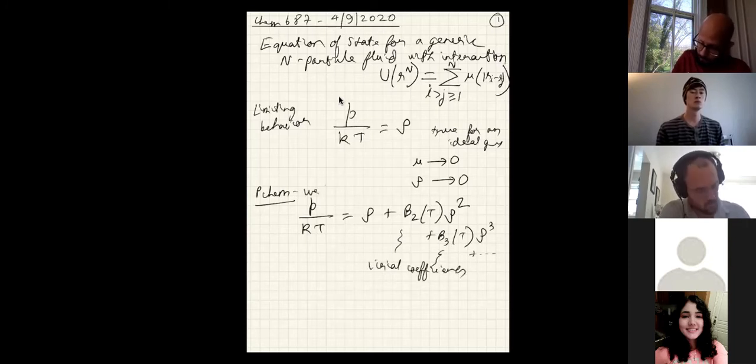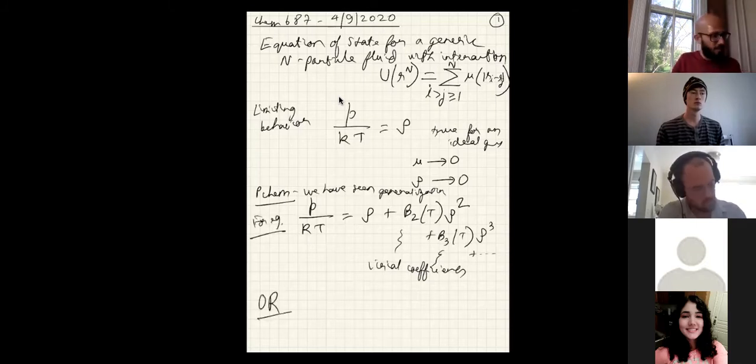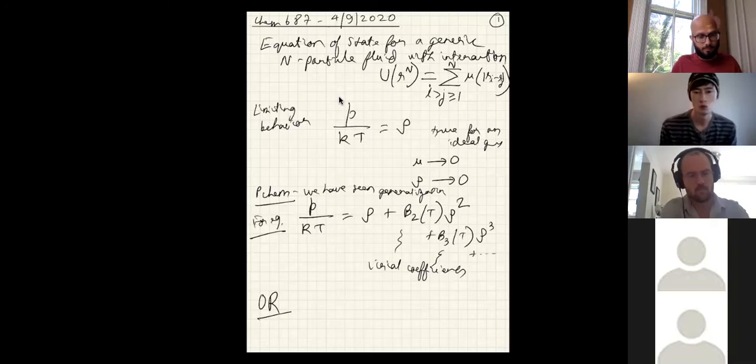In PChem, we have seen generalizations of this. So for example, we have seen this, or we have seen another one. Does anyone remember the name of the other one that is quite common in PChem? Are you talking about van der Waals? Van der Waals. Yeah, exactly.